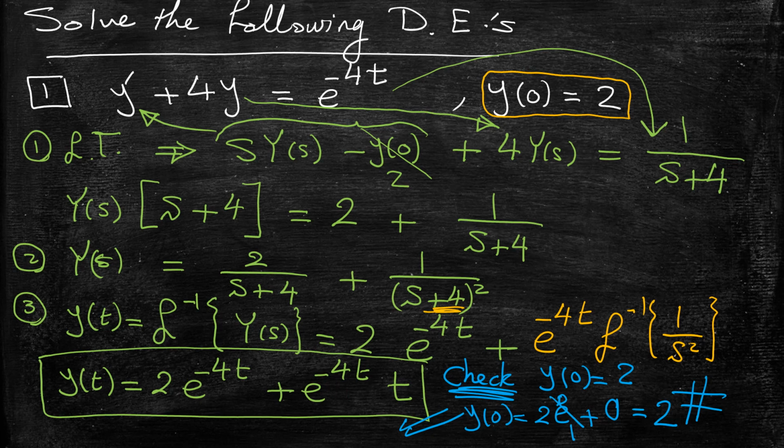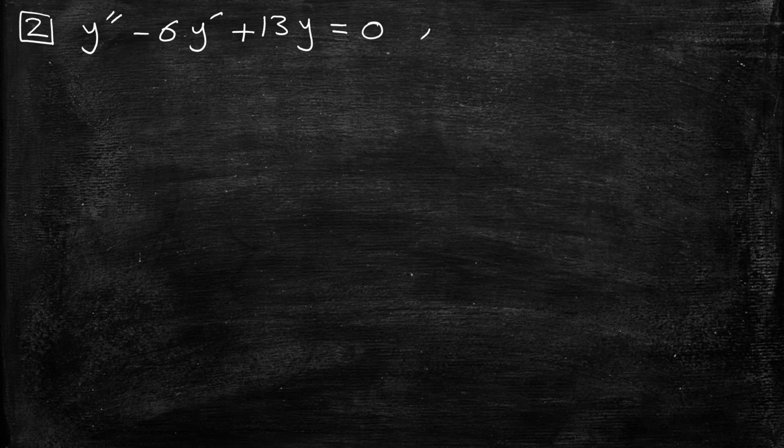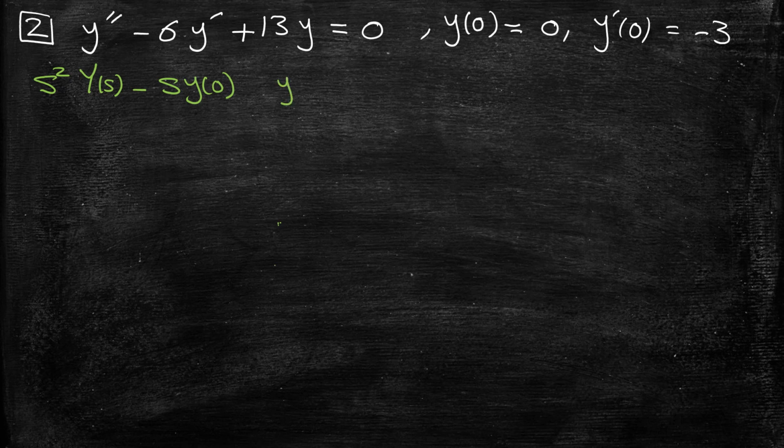So trying to solve another example here. Let's move forward. Example number 2: we have y'' - 6y' + 13y = 0, but given y(0) = 0 and y'(0) = -3. So solving this equation, again the first step is to get the Laplace transform. The first term is s^2 Y(s) - s y(0) - y'(0).